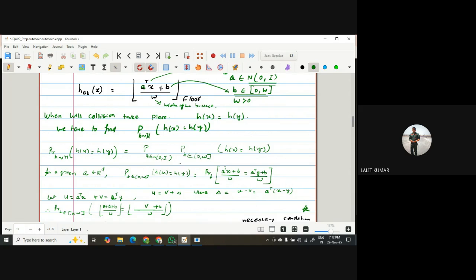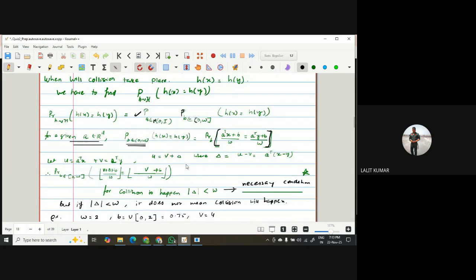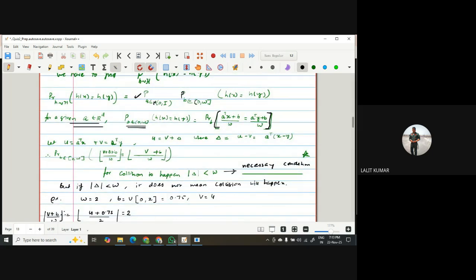So the probability of h(x) equal to h(y), we can break down into the probability over a belonging to N(0, I), and the probability over b, which is from 0 to w, that h(x) is equal to h(y). We fix a, so given a, this becomes the probability over b that h(x) is equal to h(y). We put the values of h(x) and h(y): floor of (aᵀx + b)/w is equal to floor of (aᵀy + b)/w. Now we define u equal to aᵀx, v equal to aᵀy.